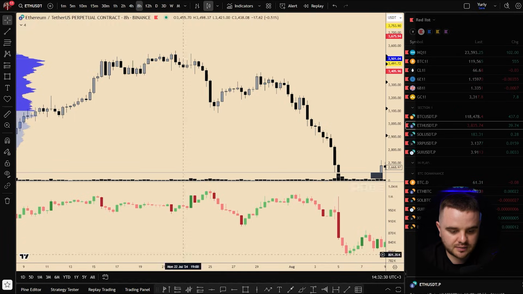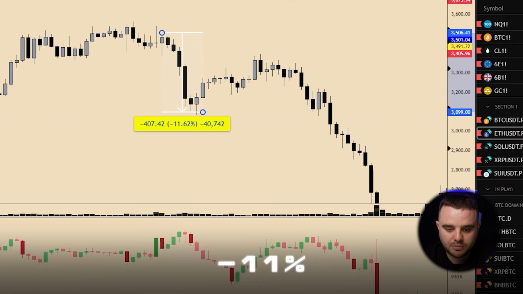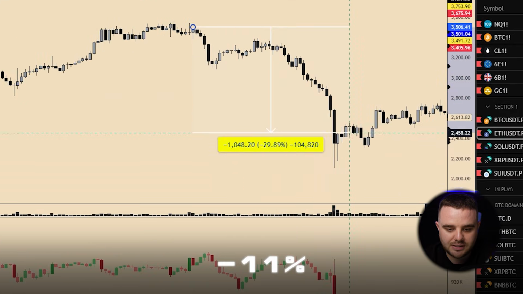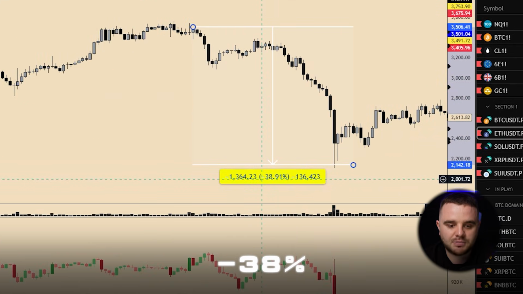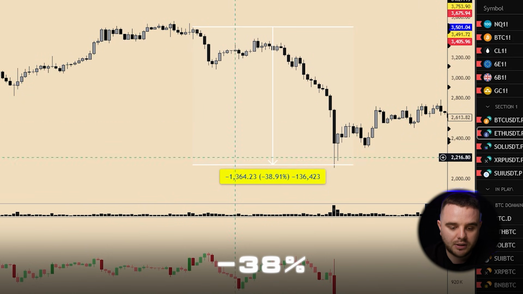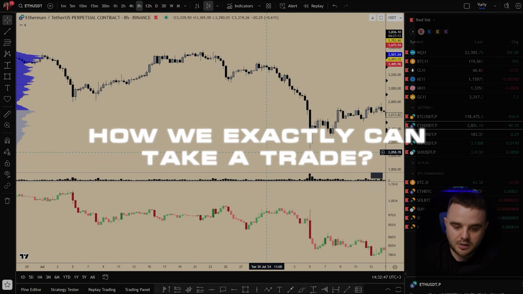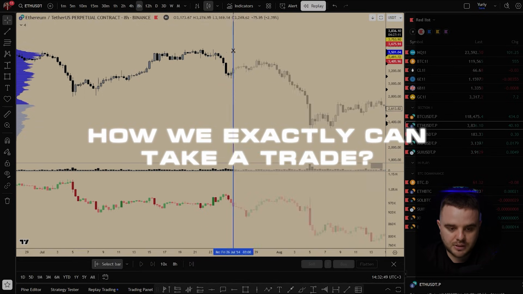And what did price do after that? First, an 11% drop, and after that, price did a massive 38% drop. That's an example for you of how a trap could be used. How exactly can we take a trade by using that?